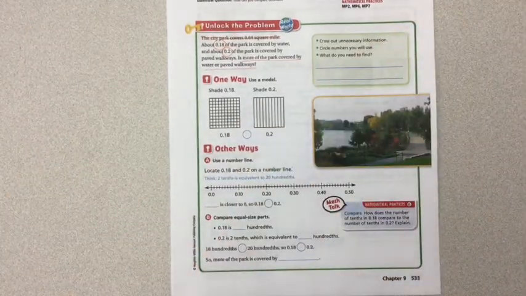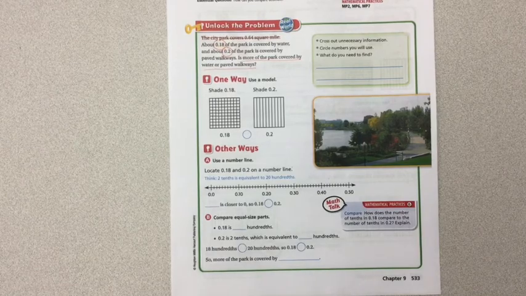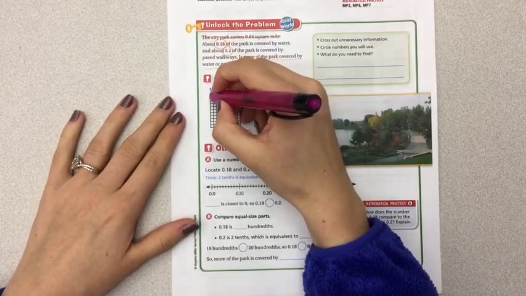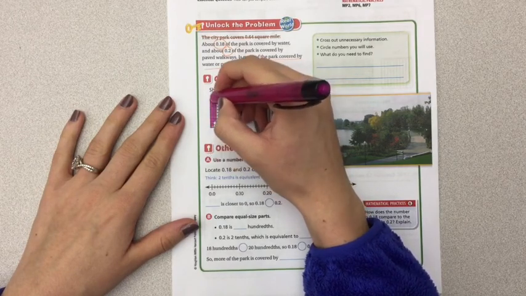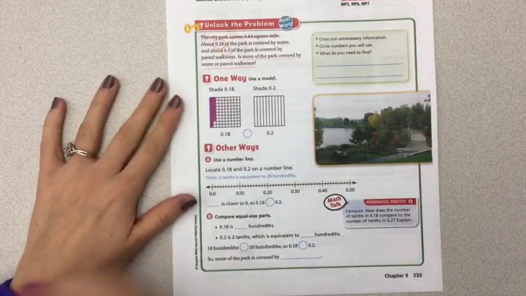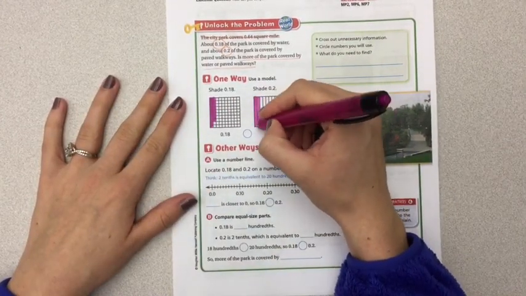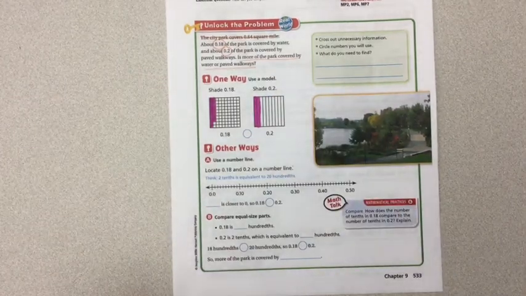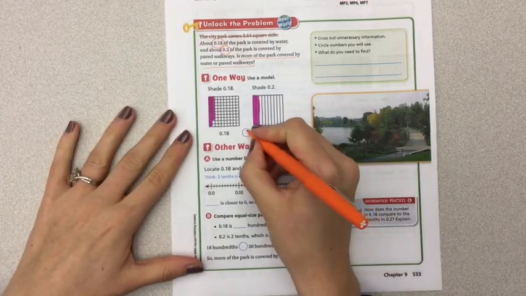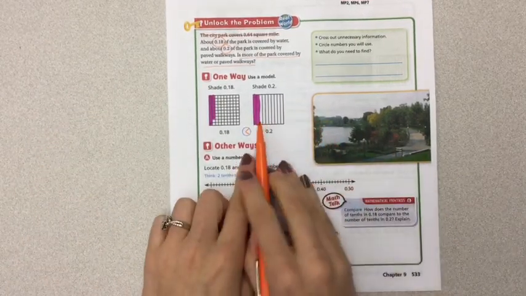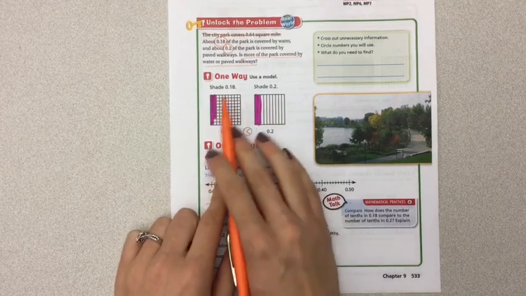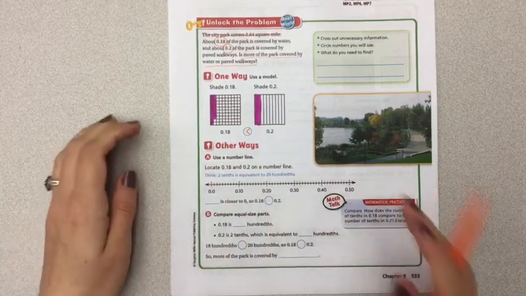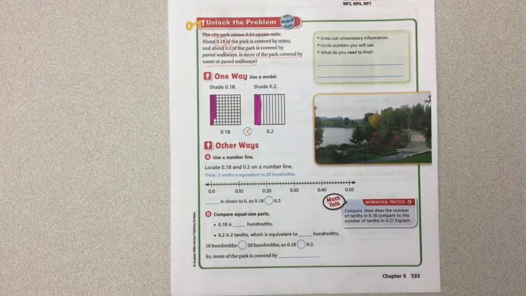So one way that they want us to compare this is to first use a model. So we have to shade 18 hundredths. So I'm going to shade 18 of these 100 boxes here. And then they want us to shade 2/10. So I'm going to shade 2 of these sections here. And by looking at these two models, we can tell that 2/10 is greater than 18 hundredths because we have more of this model shaded, since this one is only broken into 10 parts and this one's broken into 100 equal parts.